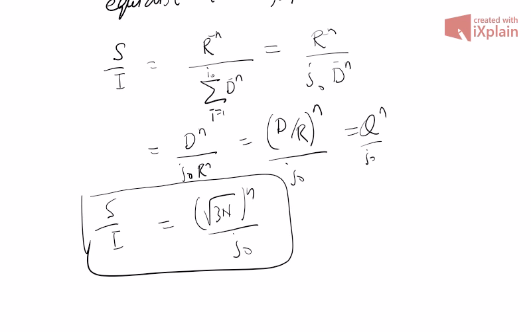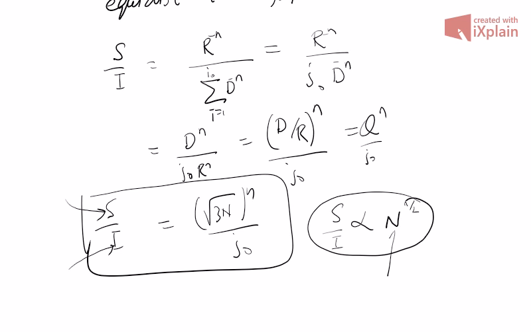See, what we want, the signal to interference ratio, we want to be as large as possible, because that means the signal should be large or the interference should be less. So the S by I ratio should be as large as possible. And we see that S by I is proportional to n to the power n by 2. So as the cluster size increases, we get more and more signal to interference noise ratio.